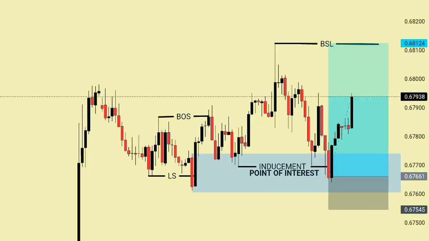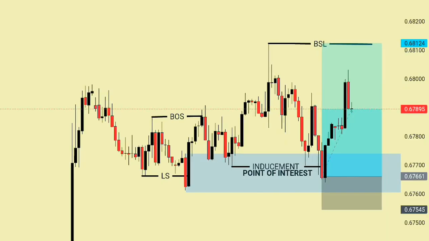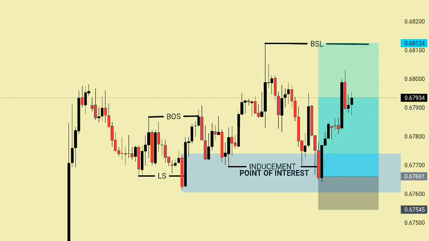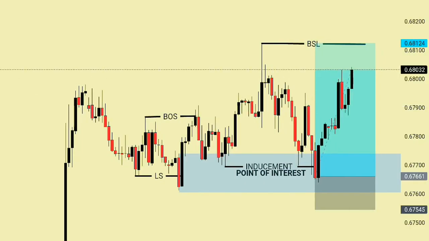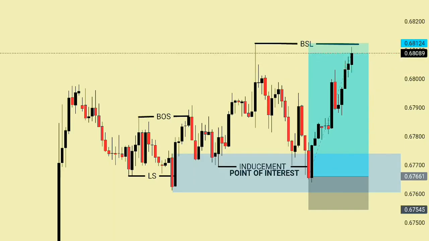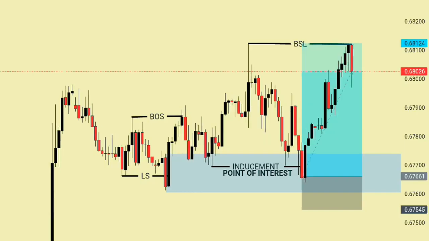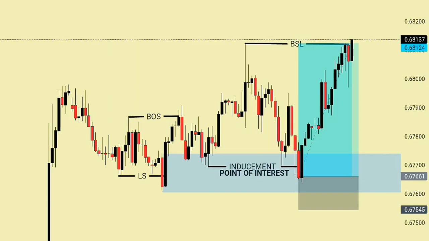As price moves upward from the point of interest, it respects the bullish sequence beautifully. There is no hesitation in the reaction. Price continues rising and eventually hits the buy-side liquidity level exactly as expected. This is the power of trading with structure, liquidity, and institutional logic. This is the discount trader method.